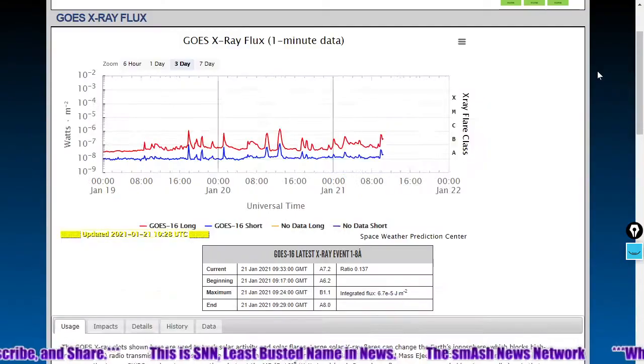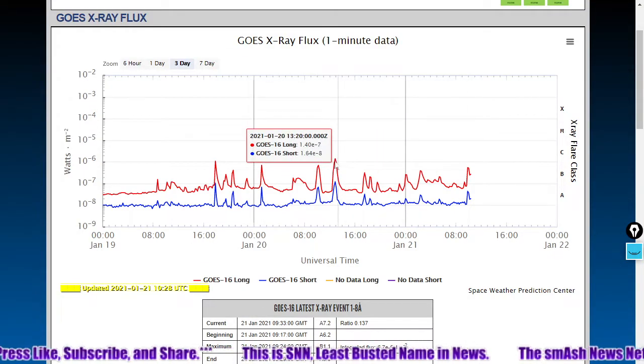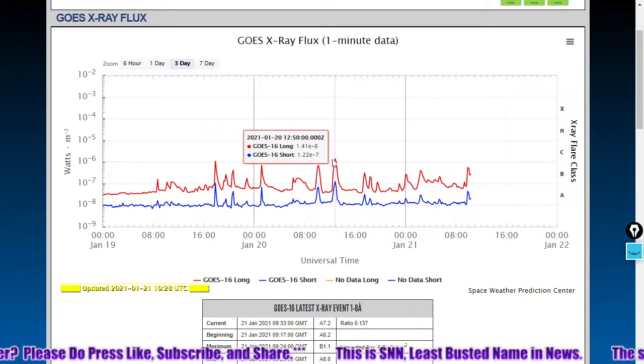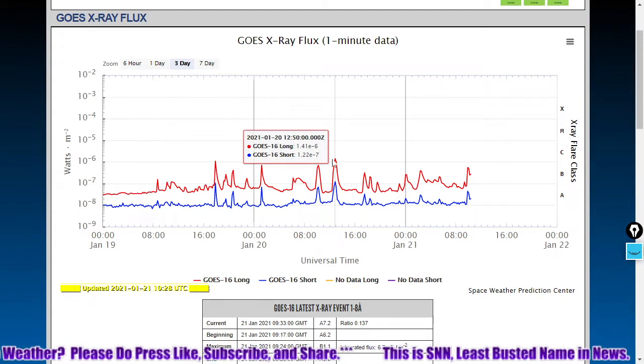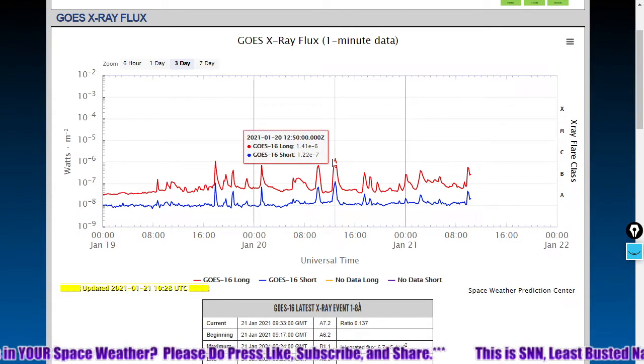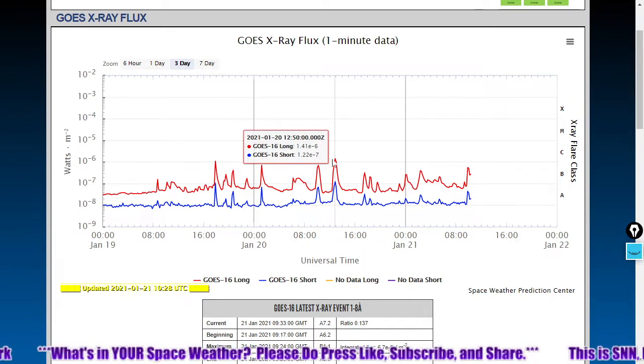And that's today's cosmology segment. Let's move on to more data. And the largest solar flare of the past 24 hours was this C-class flare, which happened at approximately 12:50 Universal Time yesterday. So 50 minutes after midday Universal Time yesterday, we saw that C-class solar flare.